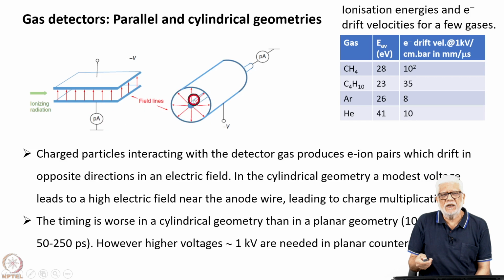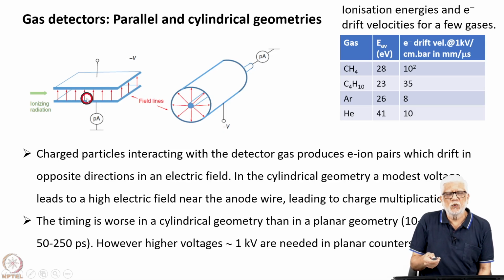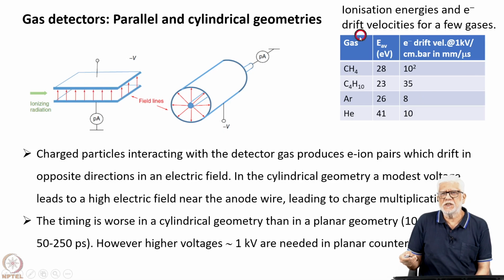And the advantage of this over the parallel plate is that because of the way it is constructed, you can apply relatively small voltages of the order of 100 or a few hundred volts, whereas in the parallel plate, even for gaps as small as a few millimeters, you have to apply of the order of a few hundred volts.